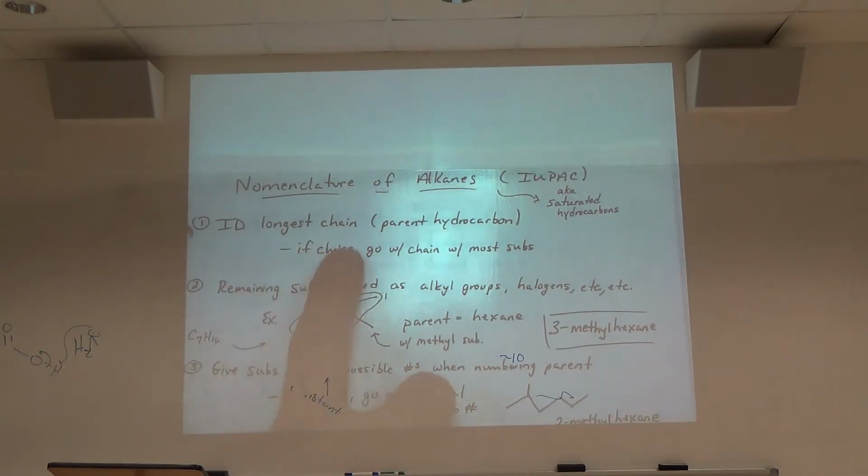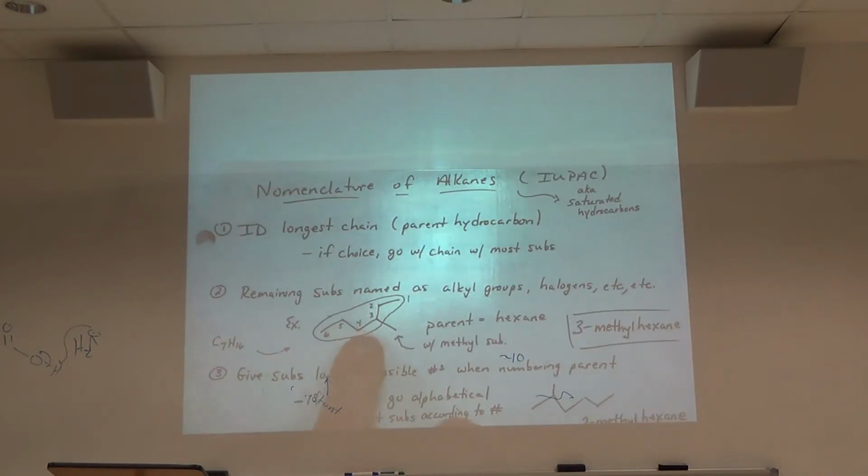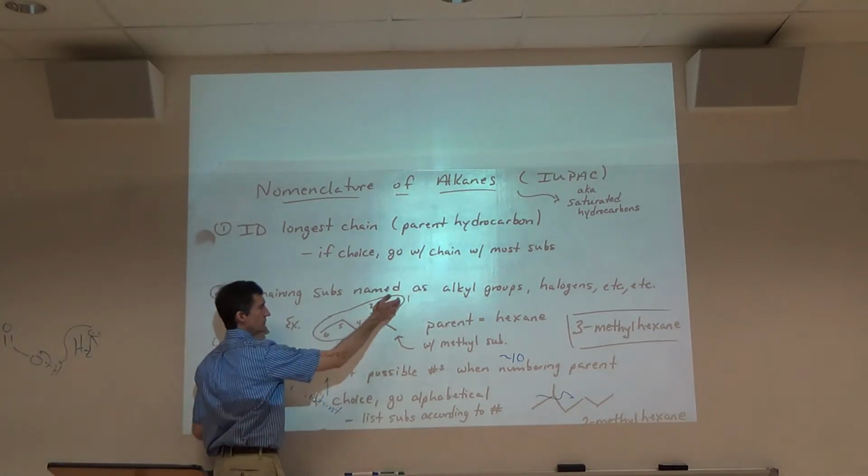After you identify the longest continuous chain, the remaining subs or substituents are named as alkyl groups or halogens. We'll see examples of this. All right, here's one for you. This compound here is just a hydrocarbon. CH, it's all saturated.